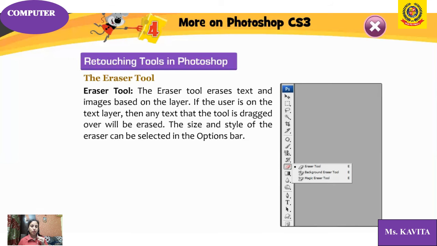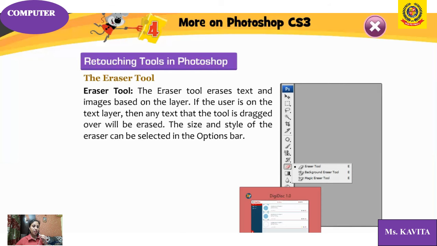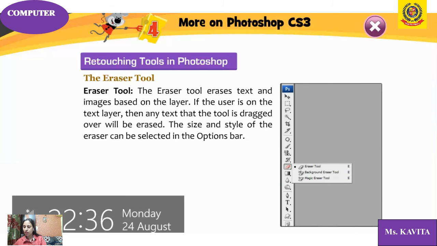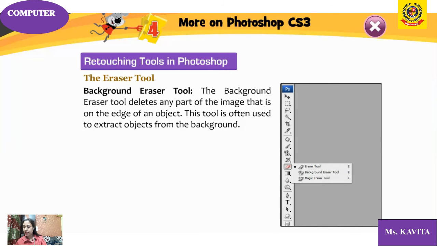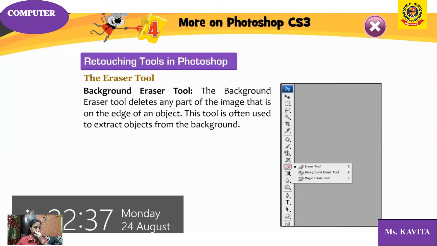So the eraser tool is also known as the anti-brush tool, and it works on text and images based on the layer. If the eraser is on the text layer, the text the tool is dragged over will be erased. Next, the background eraser tool.